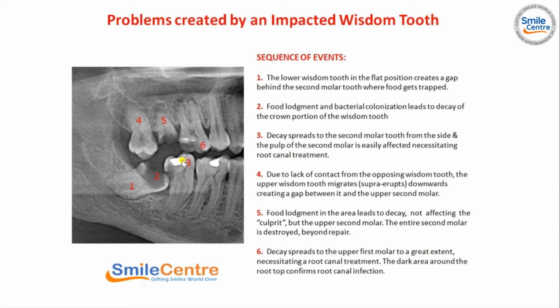Now, here is another slide showing the various problems in relation to wisdom teeth. The wisdom tooth which is impacted causes a decay on the adjacent tooth. It causes migration of the upper tooth downward, because of which food starts getting trapped, and this affects the adjacent teeth.